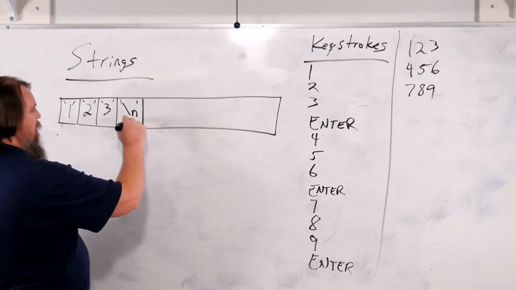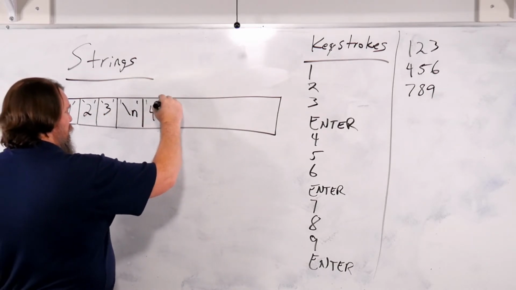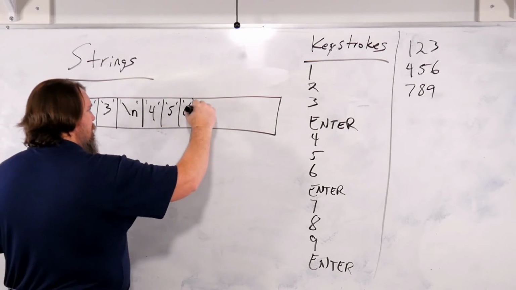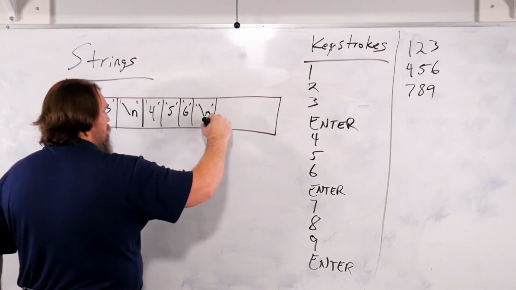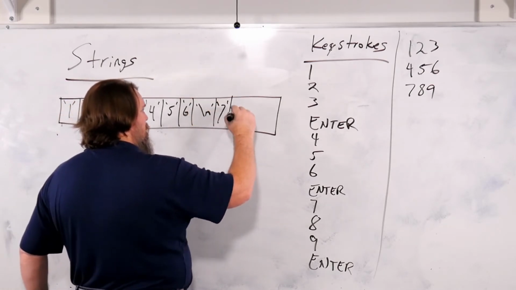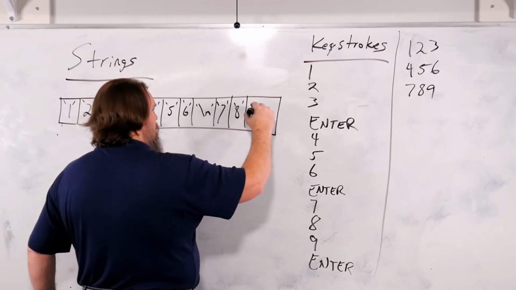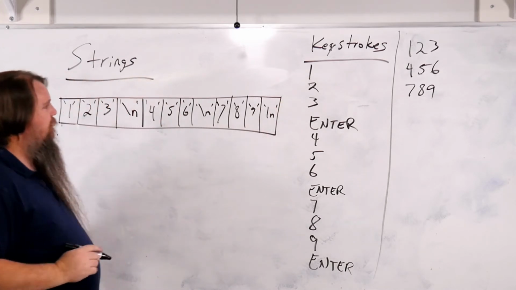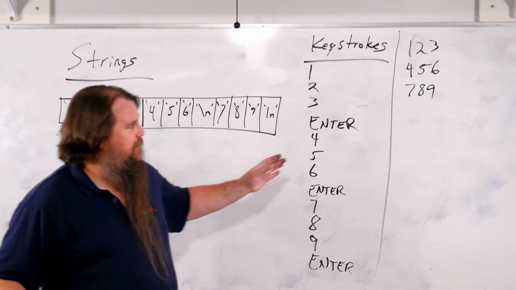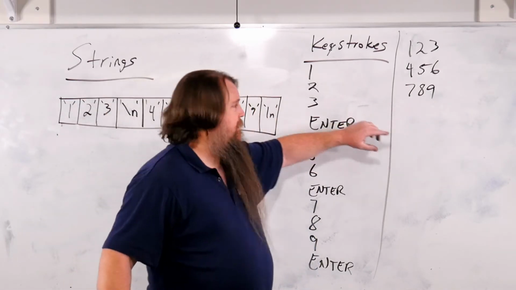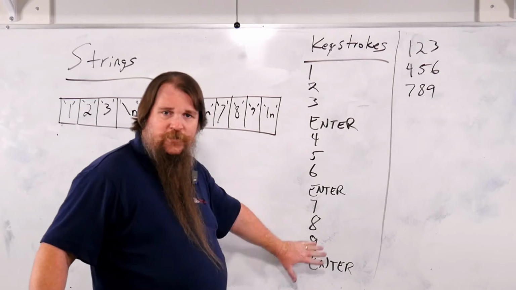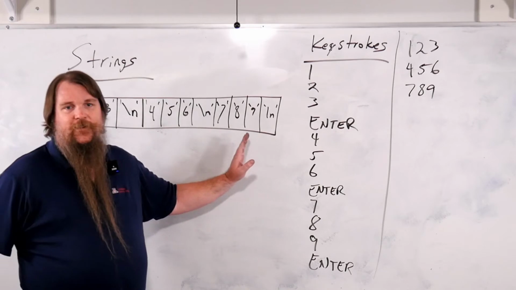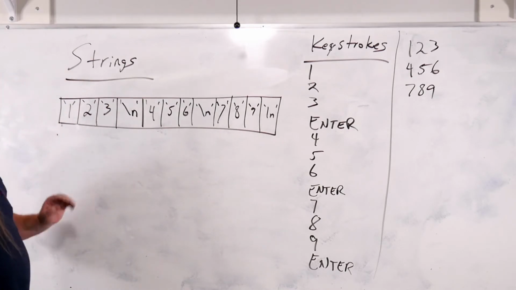So 1, 2, 3, new line, 4, 5, 6, new line, 7, 8, 9, new line. So what we have here is this is what we wanted to print out. This is what we would have had to type on a keyboard to make it happen. This is how we can represent that sequence in memory as a string.